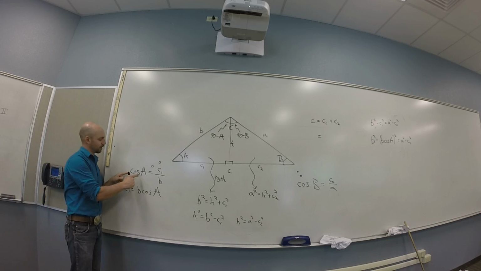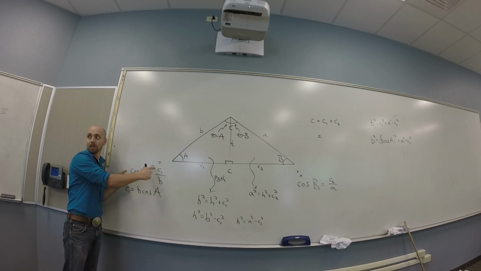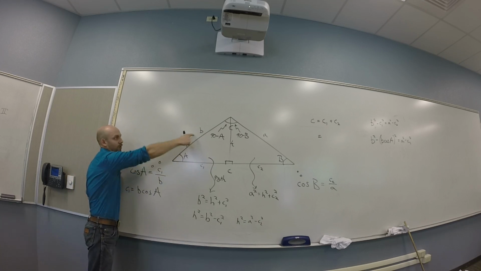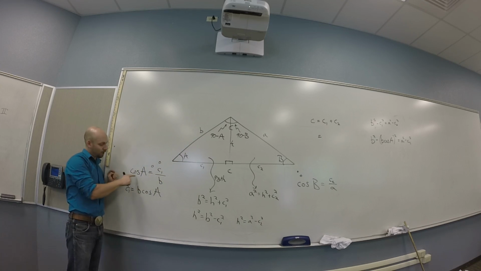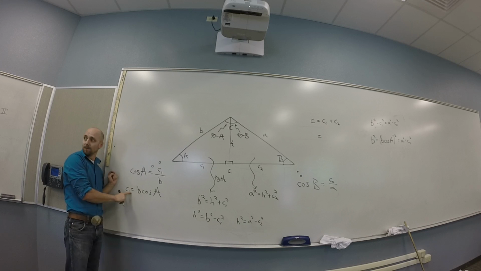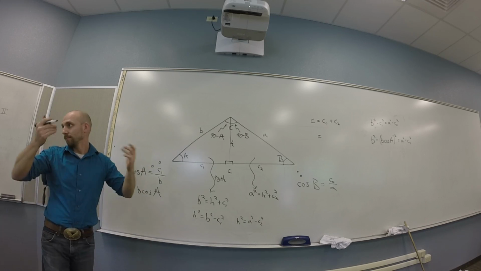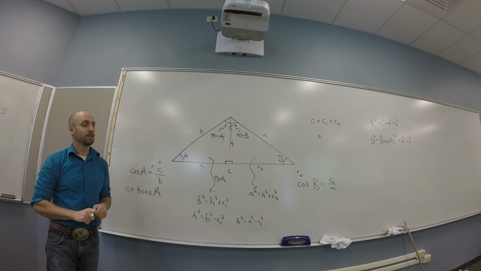So we said that cosine of A should be the adjacent side of A divided by the hypotenuse. So in a right triangle here, that's C1 over B. Then I multiplied both sides by B to get C1 by itself. So I found out that C1 is B cosine A. And then I put that in for the place where I had a C1. Makes sense.